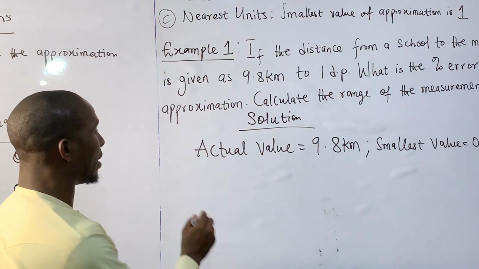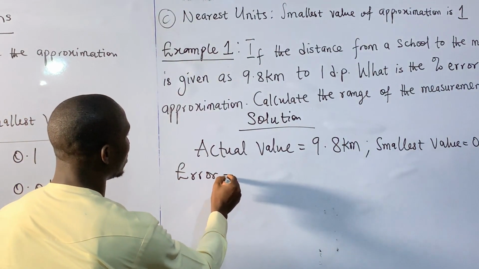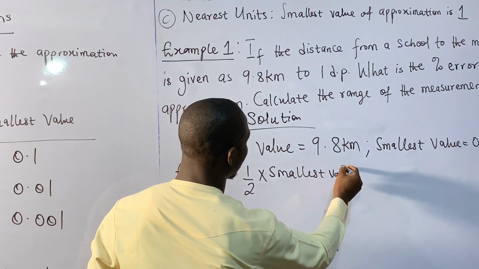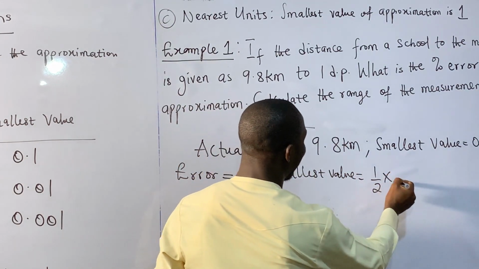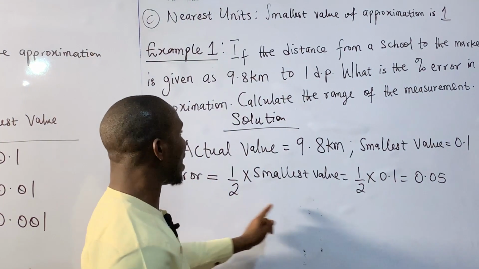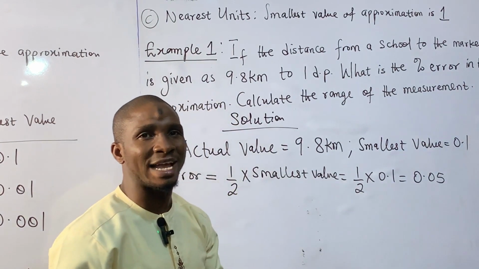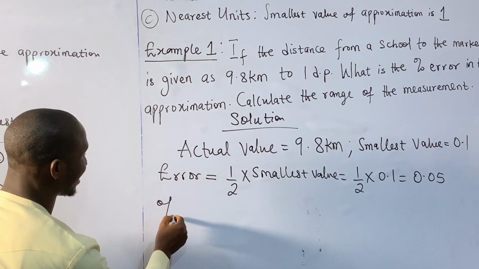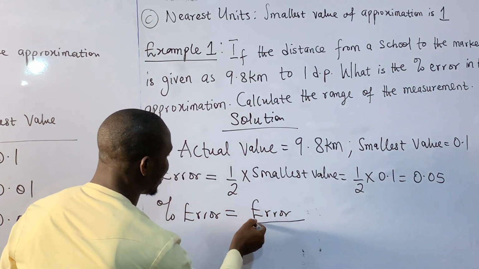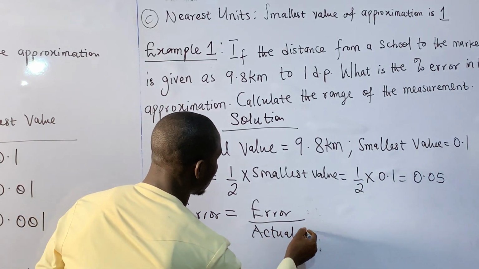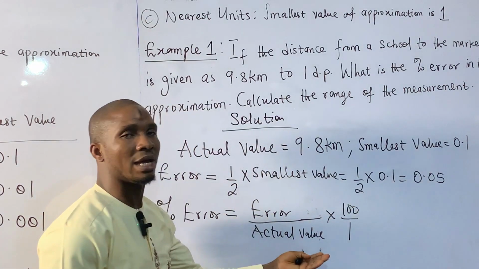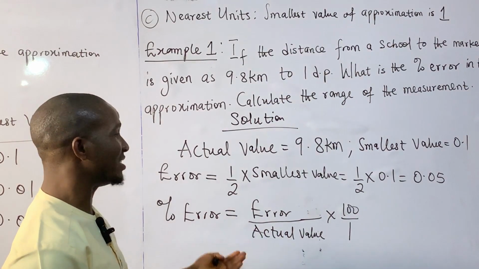Therefore, we can calculate the error. So the error now is going to be 1 over 2 times the smallest value of approximation, which means it's going to be 1 over 2 times 0.1, which will give us 0.05. So 0.05 is the error. With this, we can then estimate the percentage error. So the percentage error is equal to the error divided by the actual value, times 100 over 1. This is the formula that you can use to calculate the percentage error.